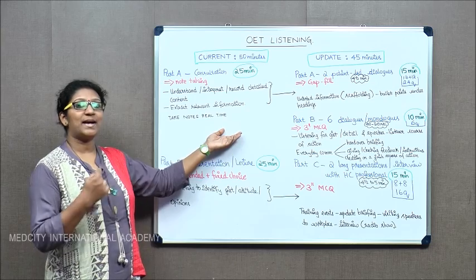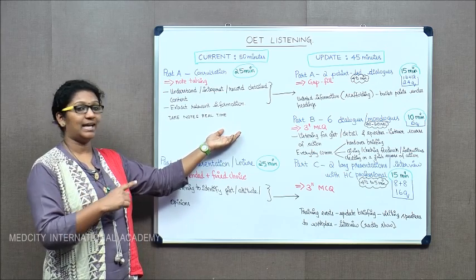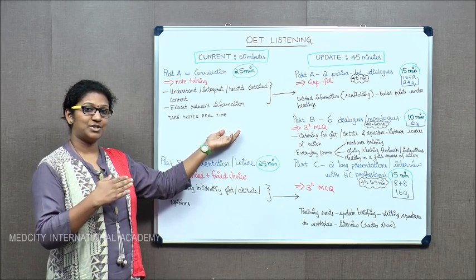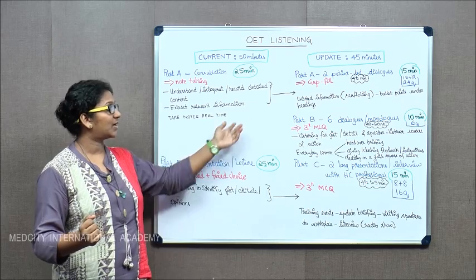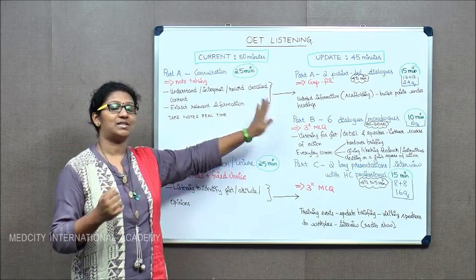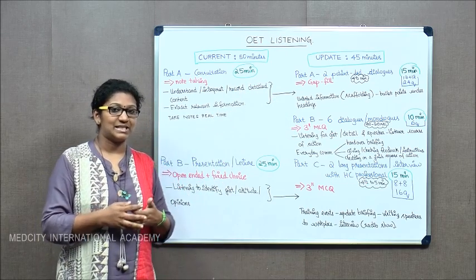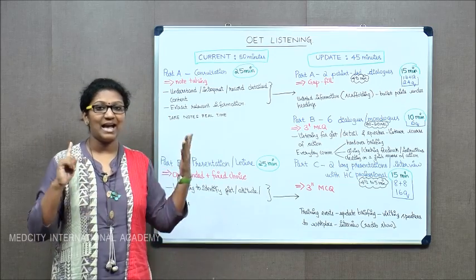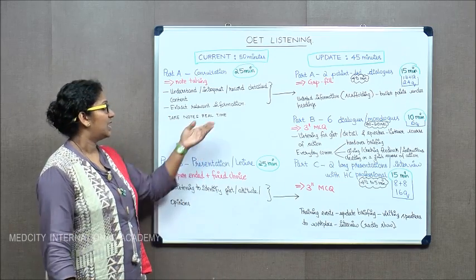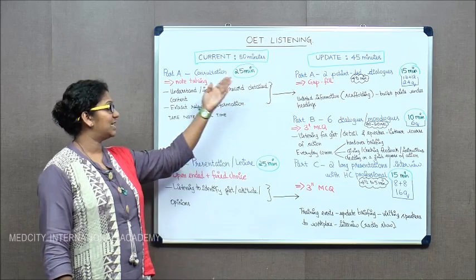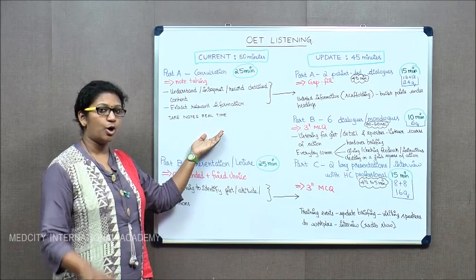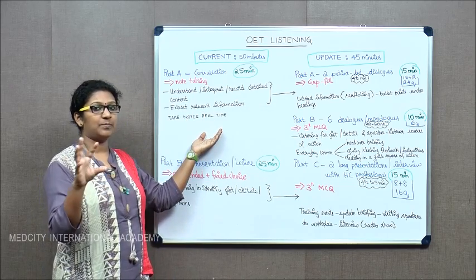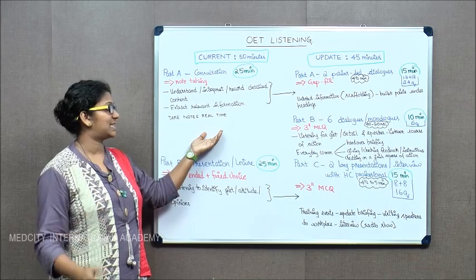A quick comparison of part A of the current version to the updated version. Now like you can see, there are three parts. So in your new version of OET listening, you will have three parts. There will be a part A, a part B and a part C. Now part A is the current equivalent almost in terms of the areas that are being tested.